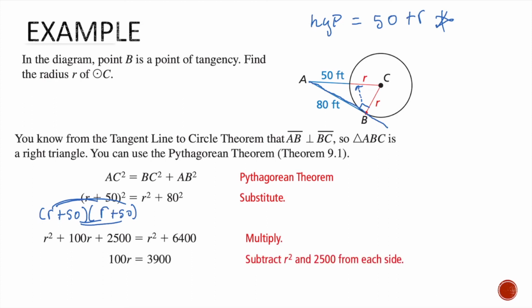Now, simplifying for r, you'll get this, then you will divide by 100 on both sides, and you will see that the radius is 39 feet. Feet, because these are our units of measure. Let's move on.